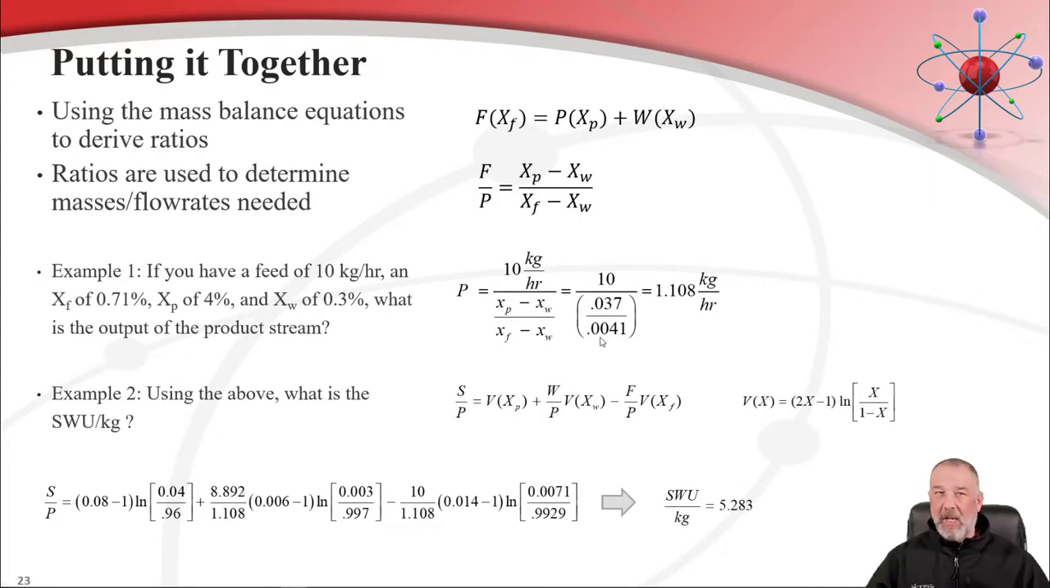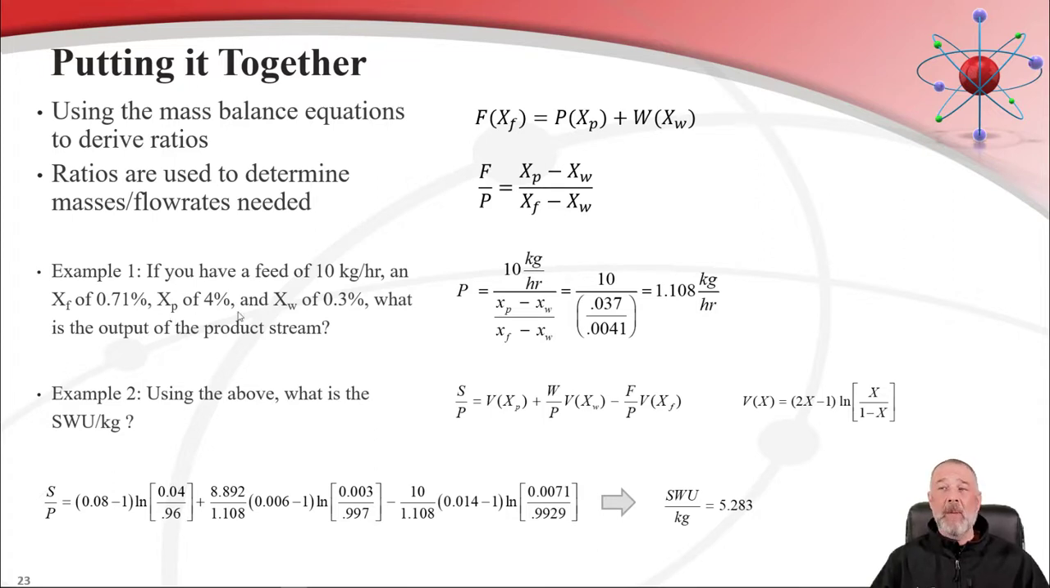So let's take it and put it all together. All right, so we've derived our mass, we started with our mass balance equations. We derived our mass ratios. Okay, so let's put numbers in and see if they match up to what we looked at on the previous slide. So again, if I had a feed of 10 kilograms per hour, or just 10 kilograms in general, we'll just use the number 10.